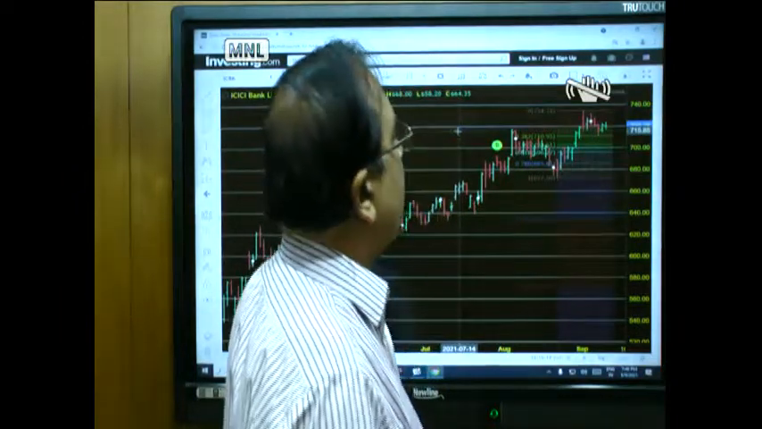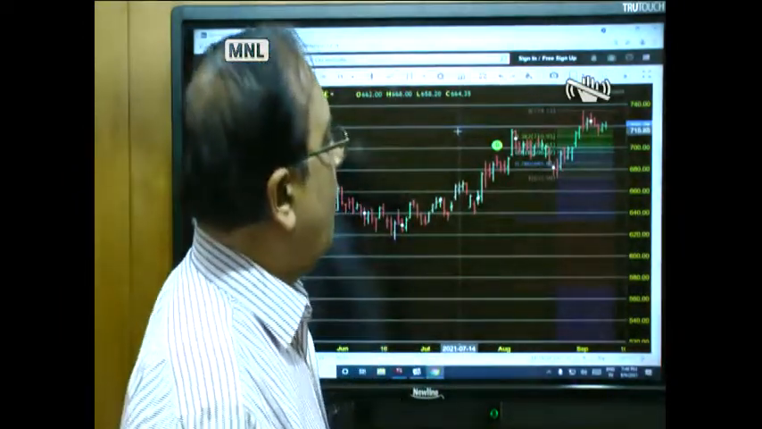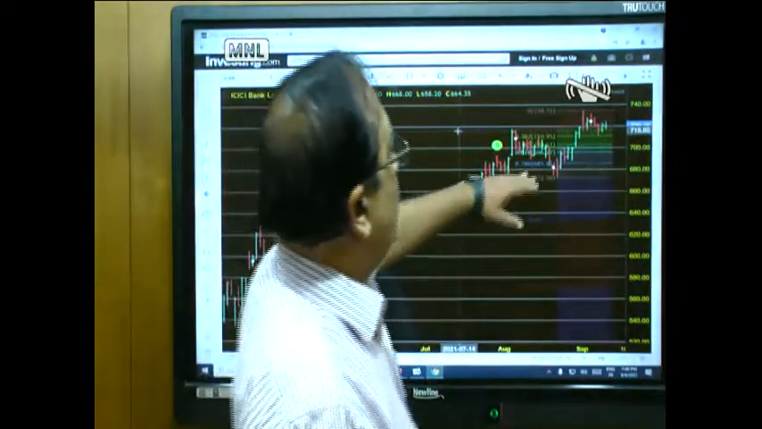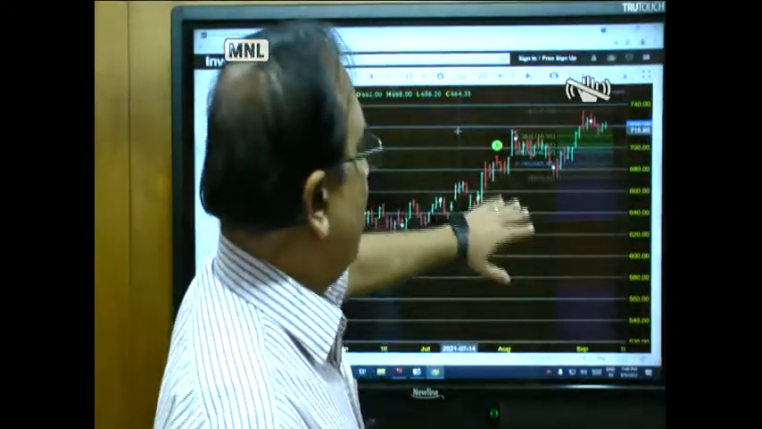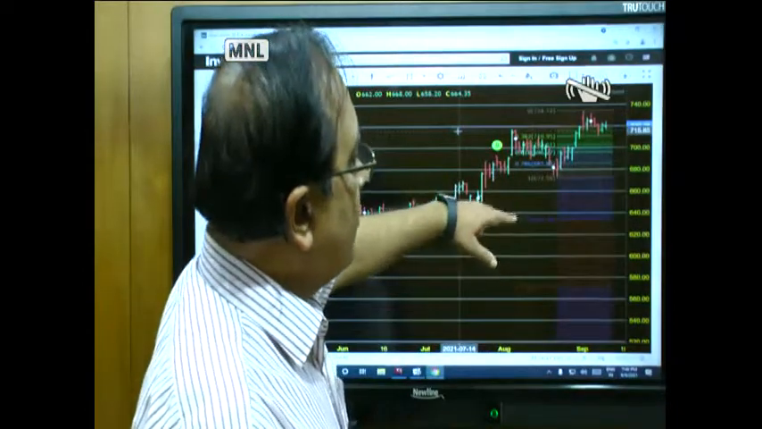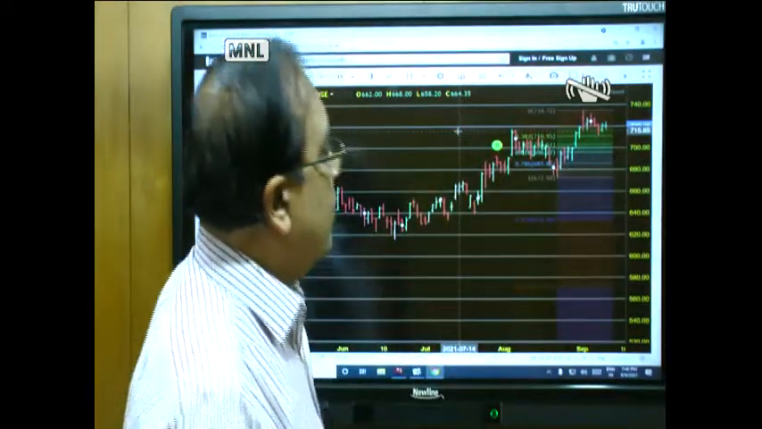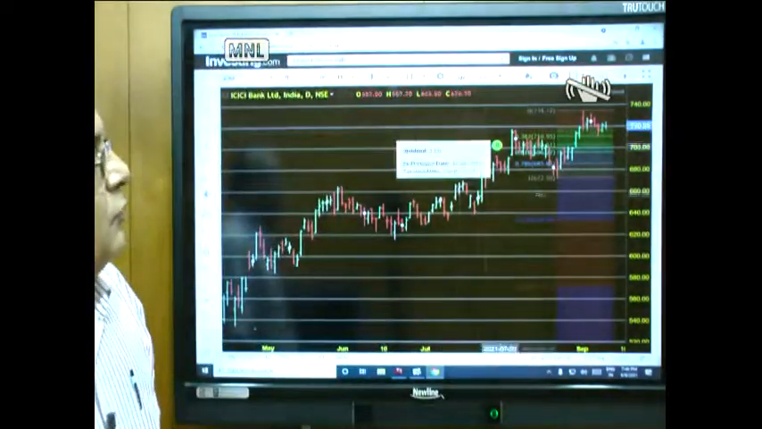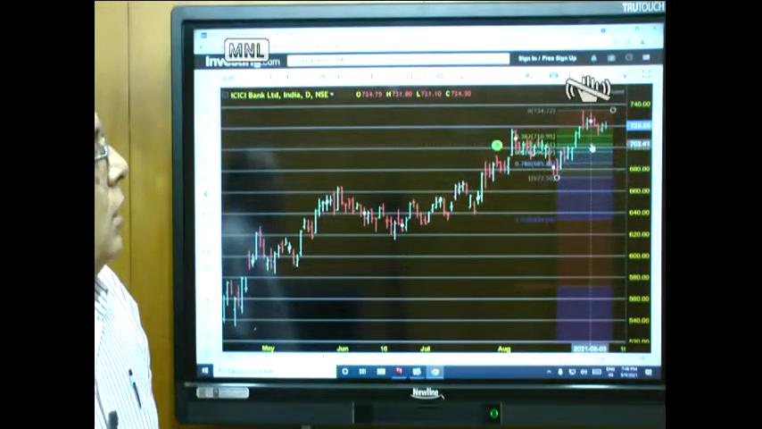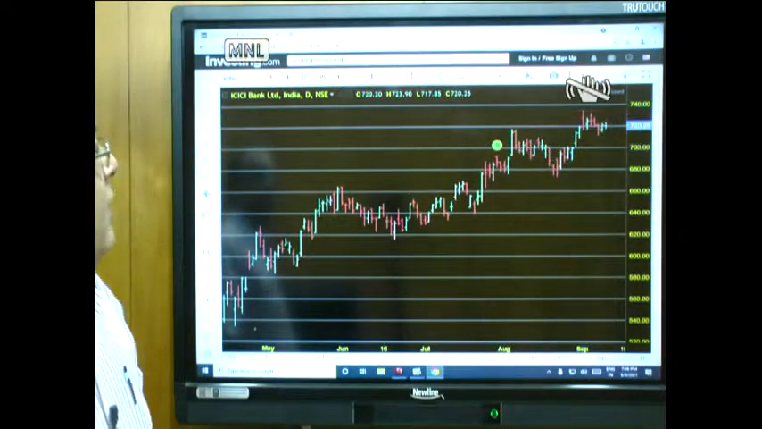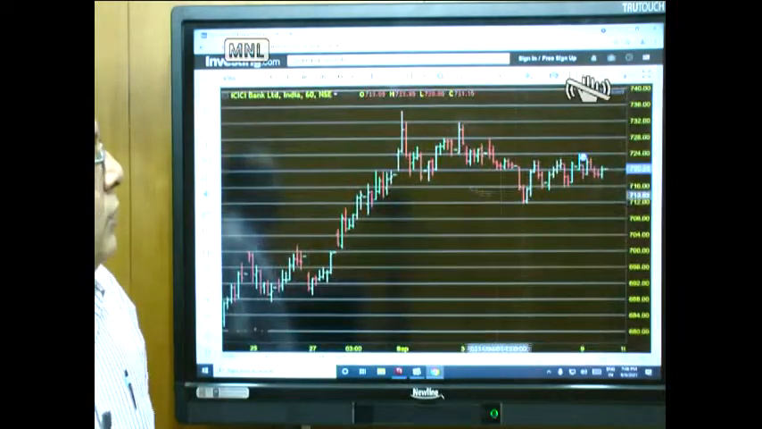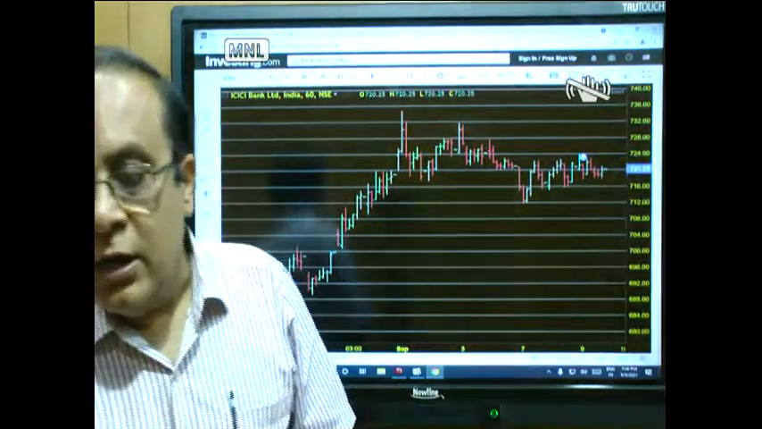So I don't think so. The maximum fall probably could be towards the 702, 703 levels, which is the next percentage level. So right now it looks as if we should look at 0.618 of this move. So now what we should do is go to the hourly chart. So in the hourly chart we draw a Fibonacci.